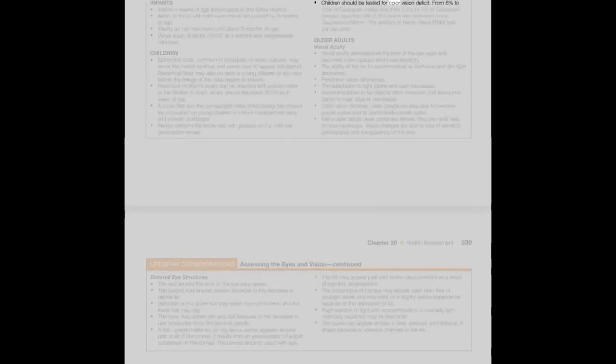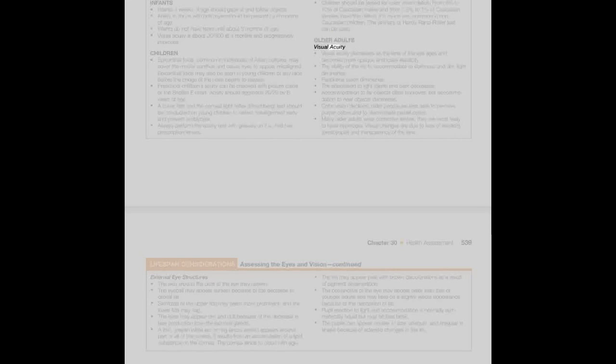Children should be tested for color vision deficit. From 8% to 10% of Caucasian males, and from 0.5% to 1% of Caucasian females, have this deficit. It is much less common in non-Caucasian children. The Ishihara or Hardy-Rand-Rittler test can be used.